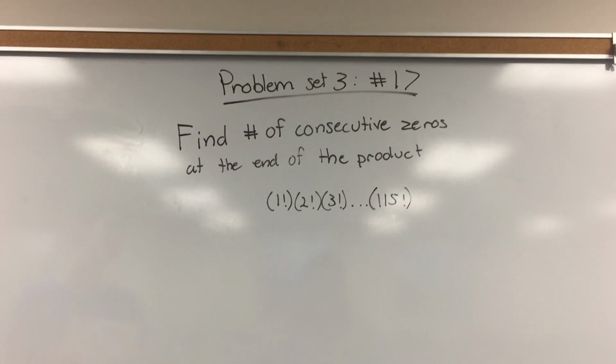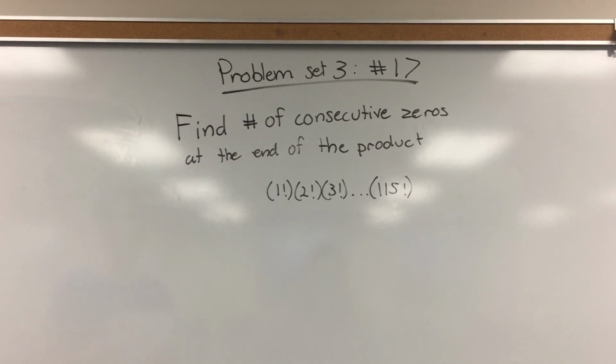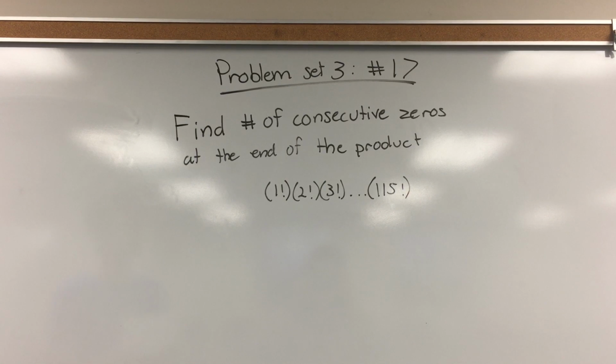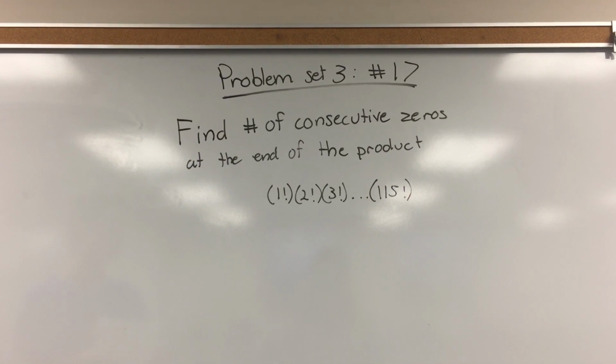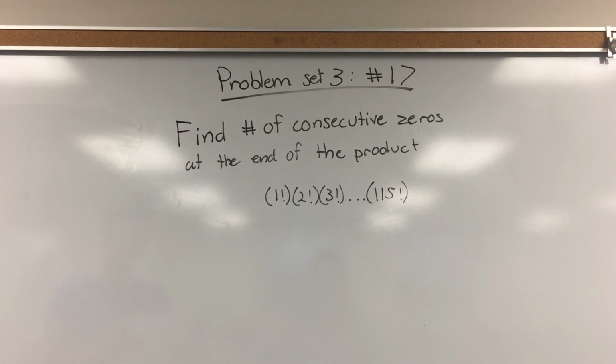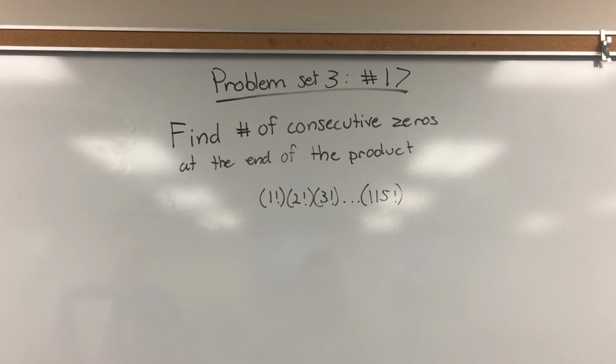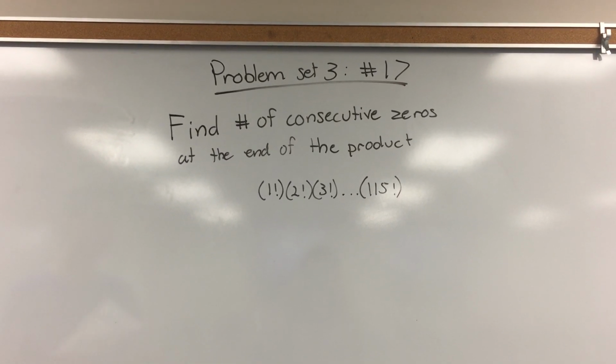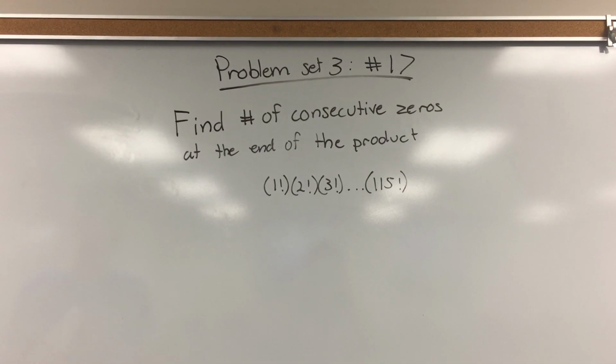So I had problem number 17, which says find the number of consecutive zeros at the end of the product 1 factorial times 2 factorial times 3 factorial up to 115 factorial. So we're going to have to look at the prime factorization of this number, just like we did in another problem that's similar to this.